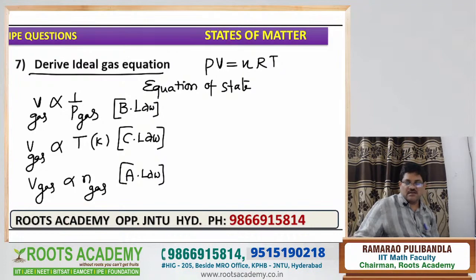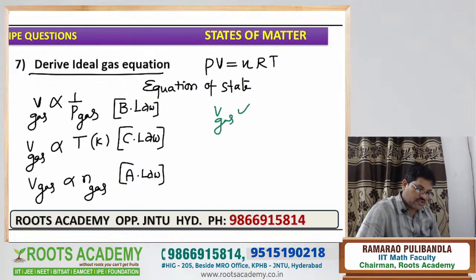Repeat once again. According to Boyle's law, the volume of the gas is directly proportional to 1 by P. According to Charles law, the volume is proportional to temperature. According to Avogadro's law, the volume is proportional to the number of moles of gas. By combination of all these laws, you got that the volume of the gas is proportional to 1 by P into temperature into number of moles.